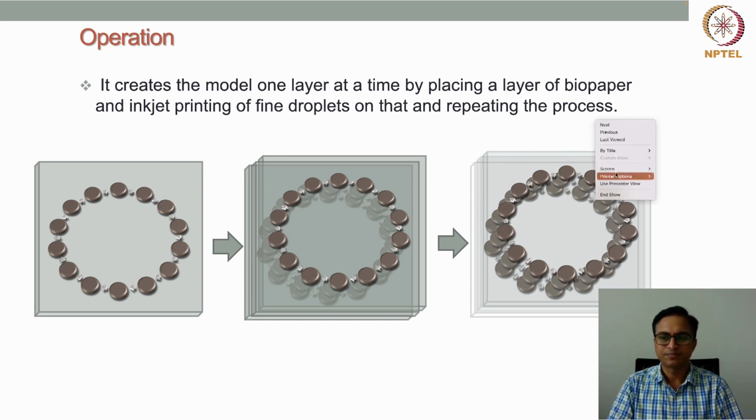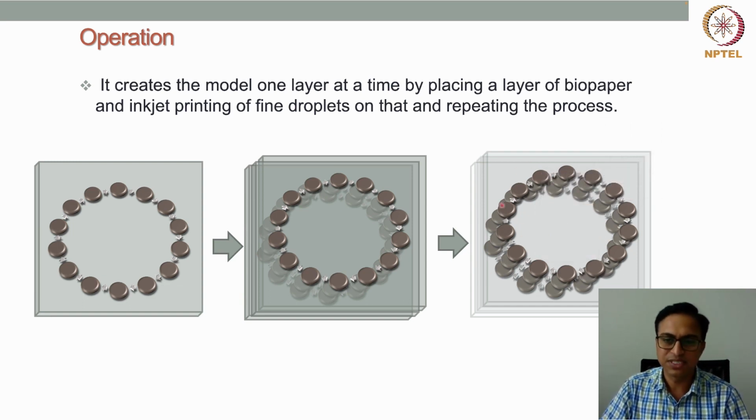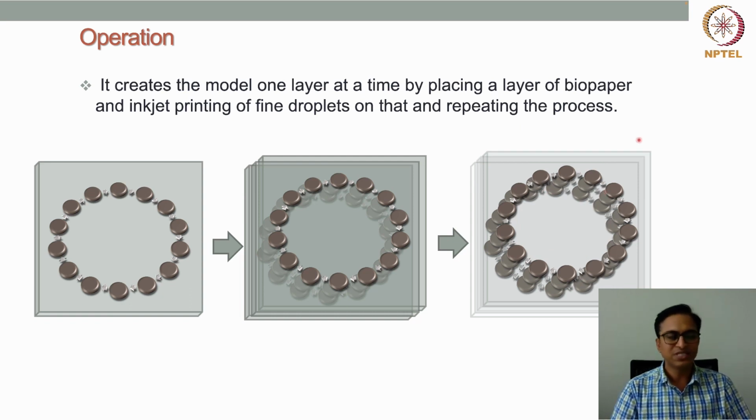but the cells printed here in a particular design or pattern will fuse with each other, and then they will create the tissue. So with inkjet 3D bioprinting, this is how a 3-dimensional tissue structure can be fabricated.